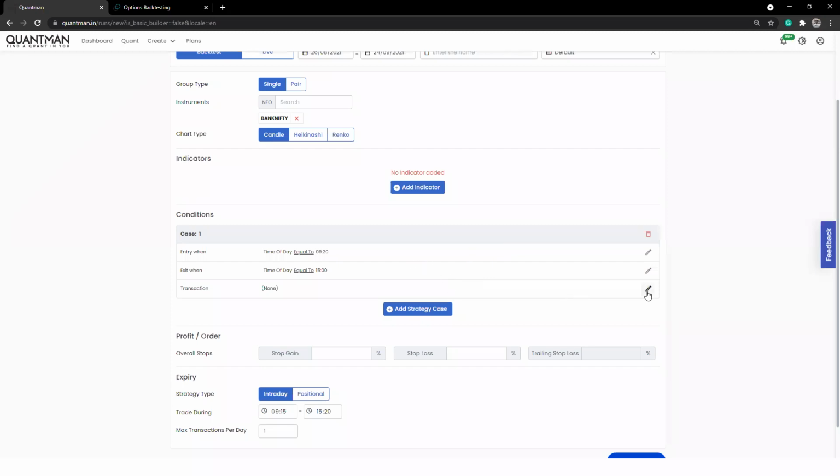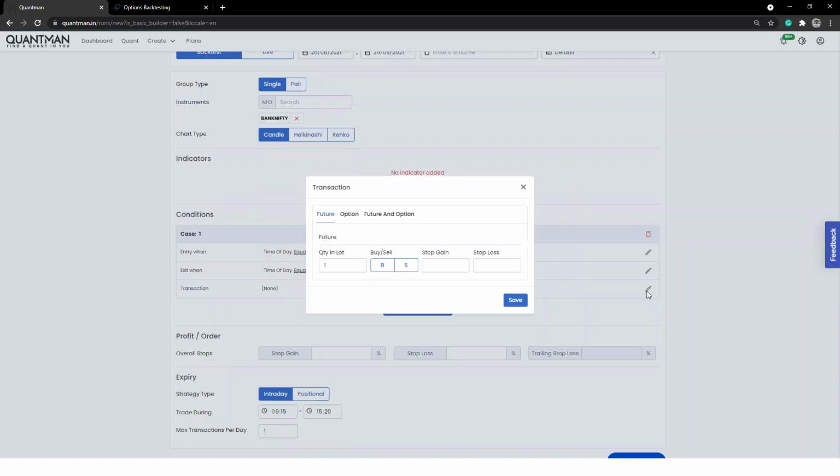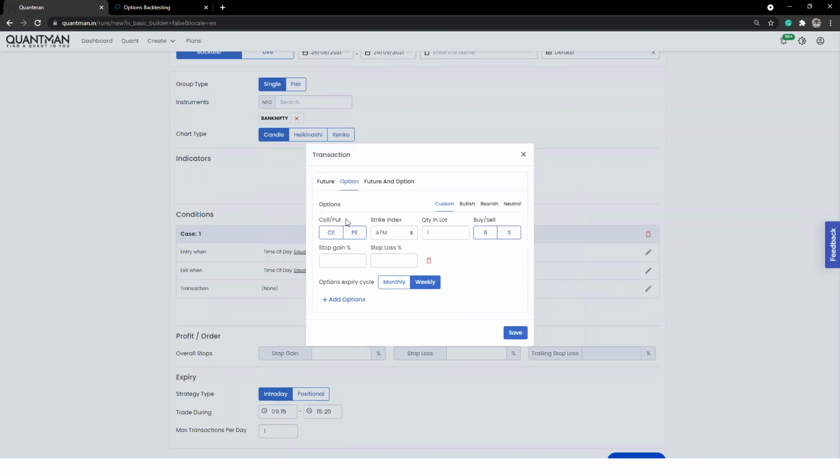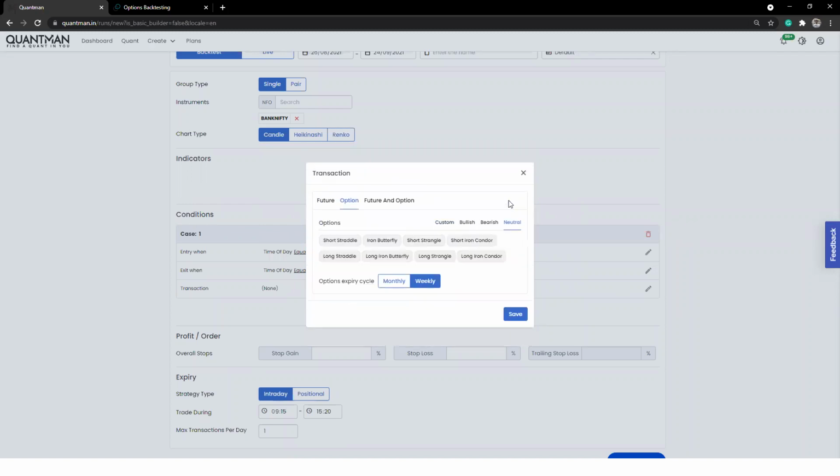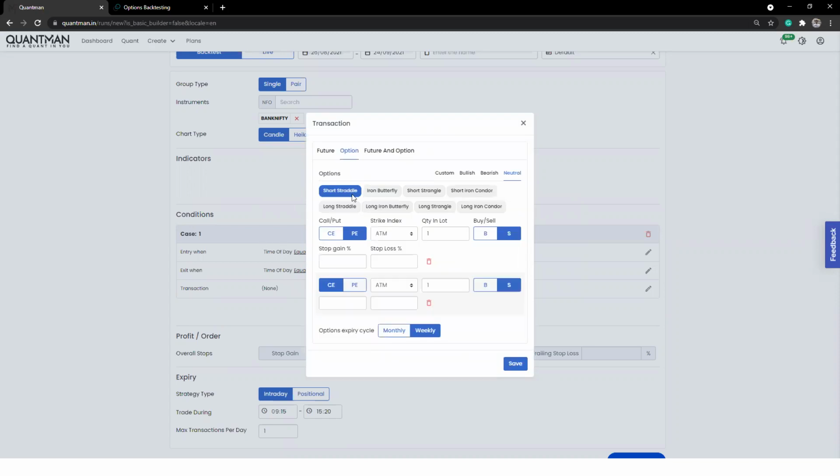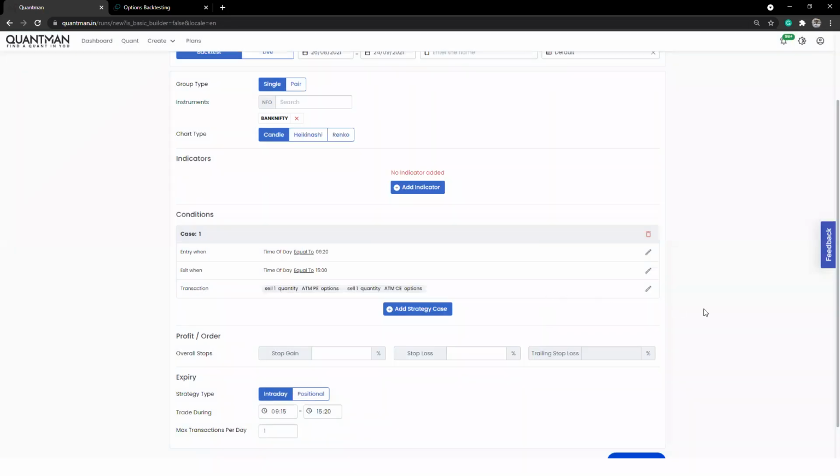So the transaction itself is nothing but a short straddle. I'll go to the transaction, to the option combinations. Here I'll go to neutral strategy and select a short straddle. So in the short straddle, I'm going to sell a put option, and also I'm going to sell a call option. It's a multi-leg strategy, right? And on both legs, I'm going to keep a stop loss. If I keep it at 40%, both sides will have a 40% stop loss. And let's say I'm going to run weekly here. So a weekly straddle is what I'm going to run.